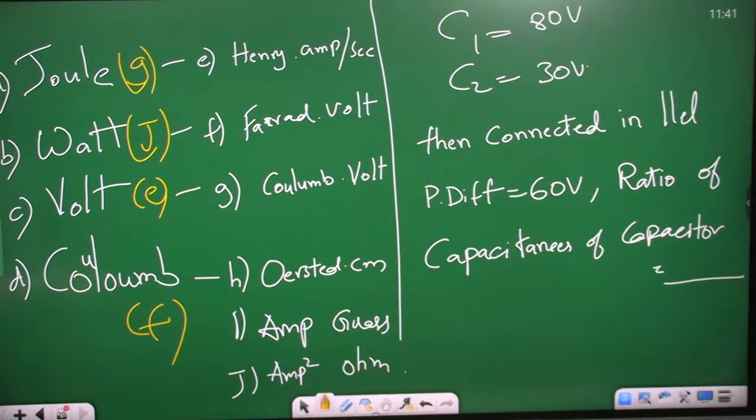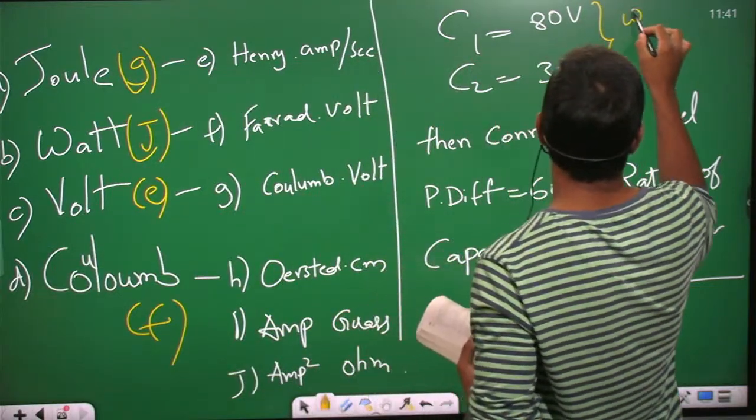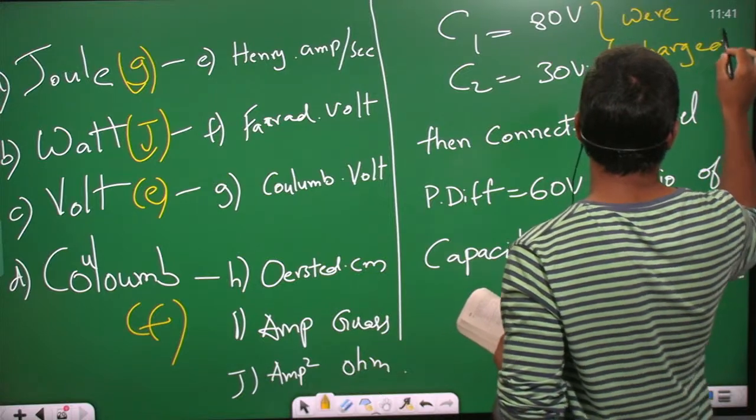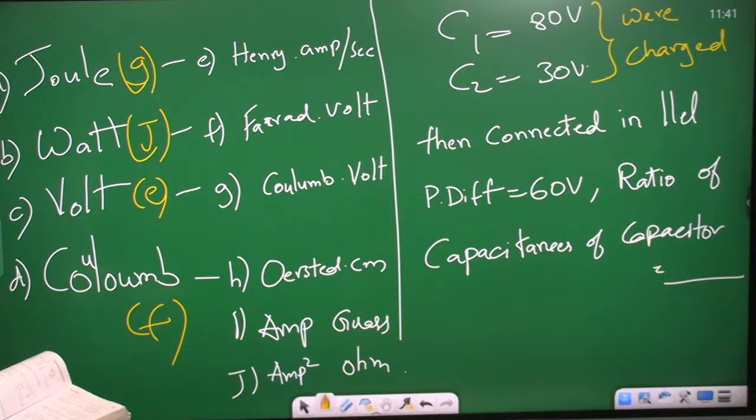So last question, bit tricky question. Ratio of capacitances of capacitor. See, my question is, two capacitors were charged to potentials 80 and 30 volts. Then they are connected in parallel. The potential difference across the capacitor is 60 volts. Ratio of capacitances of capacitors.